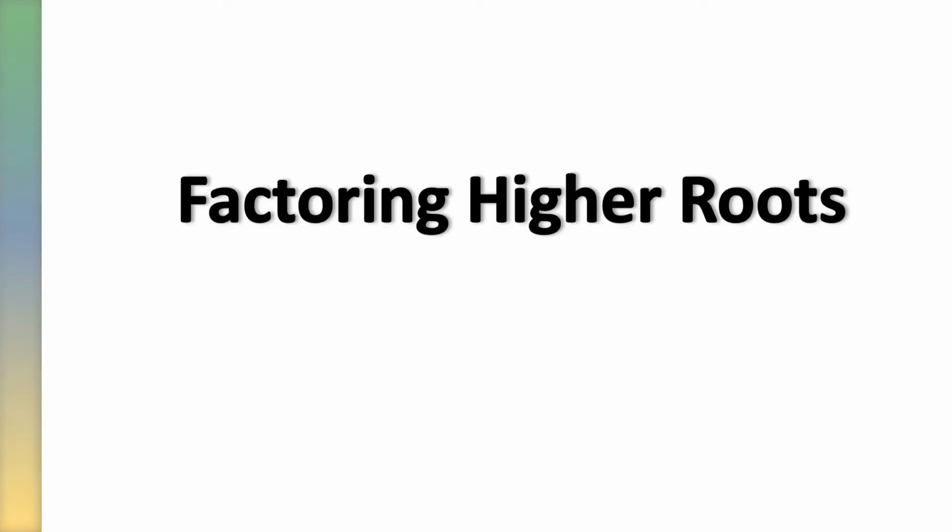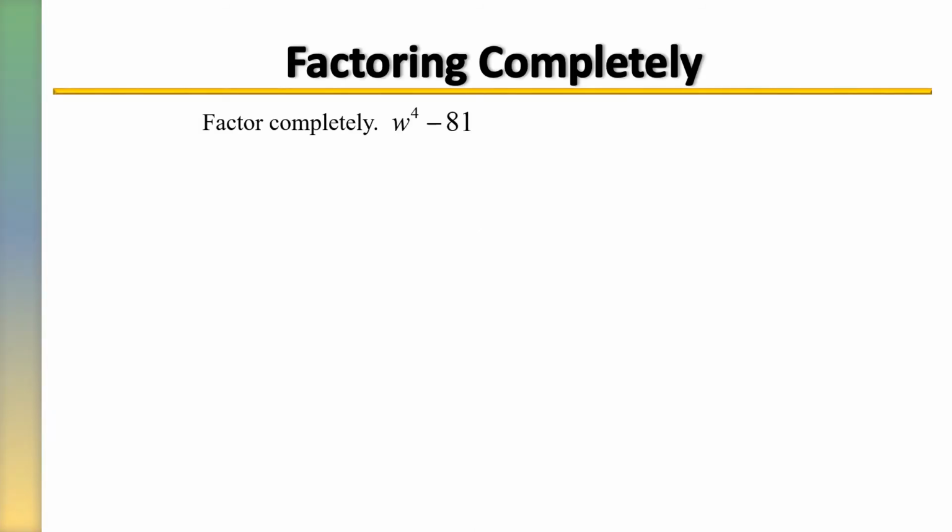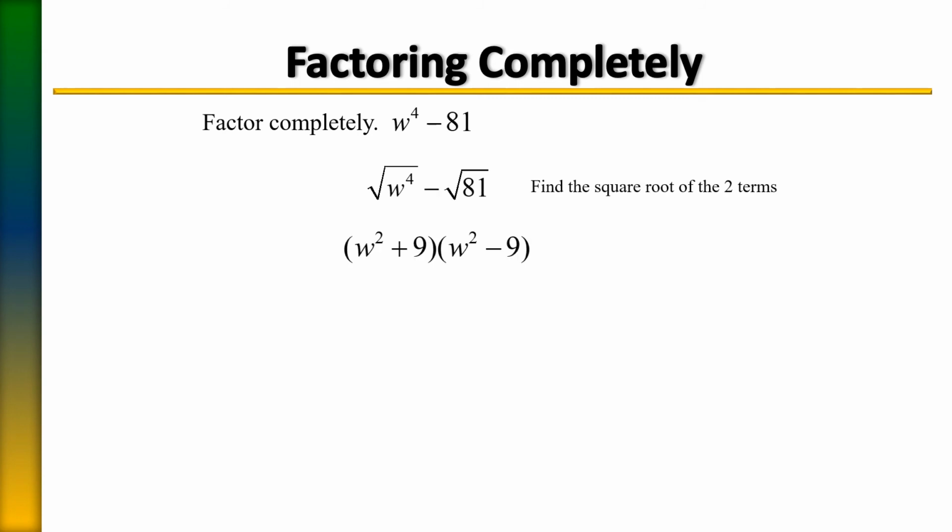Factoring higher roots. In this problem, we're asked to factor this binomial, and actually this is a difference of square because I have two perfect squares with a minus sign between them. The square root of w to the 4th power equals w squared. The square root of 81 equals 9. So I'm going to have w squared plus 9 and w squared minus 9.